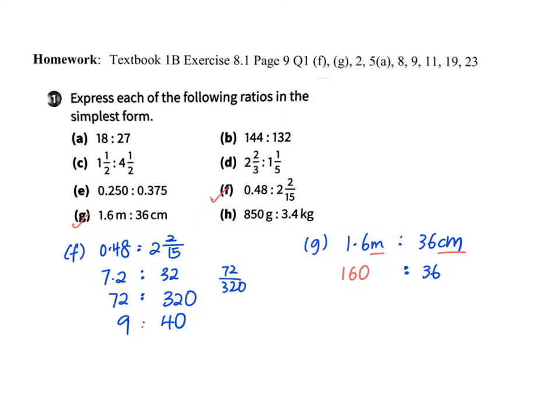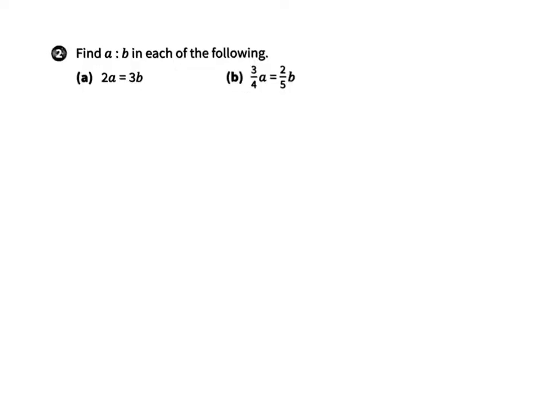Now notice I've converted the units to be the same, so there are no more units on each side. So I still use my calculator to help me, 160 over 36, and then write it in an improper fraction. I get the answer to be 40:9. Alternatively, you can try to divide both sides by the common factor. Question number 2. Find the ratio of A is to B in each of the following.